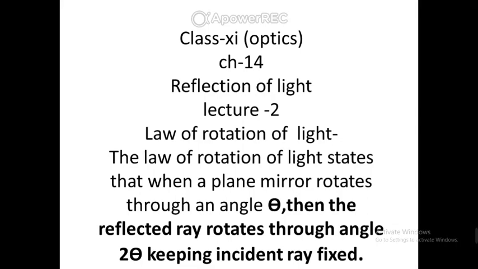What is the law of rotation of light? It states that when a plane mirror rotates through an angle theta, then the reflected ray rotates through an angle 2 theta, keeping the incident ray fixed. This means when a ray of light is incident on a plane mirror, there will be an incident ray and a reflected ray, and if we rotate the plane mirror by an angle theta, we find another reflected ray, and the angle between the two reflected rays is twice theta, keeping the incident ray fixed. We call this beta equal to twice theta.